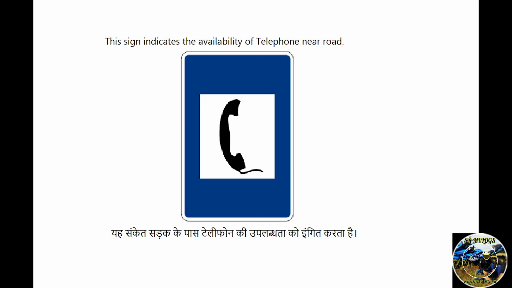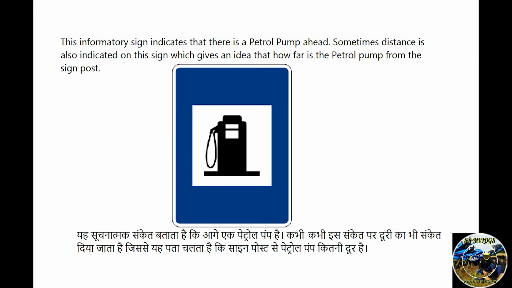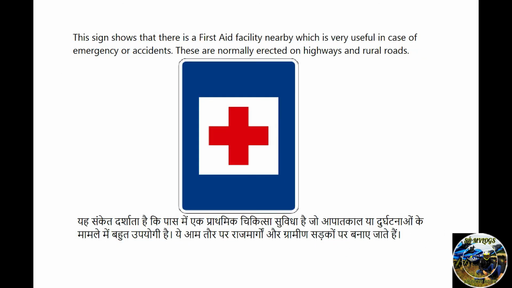This sign indicates the availability of a telephone near the road. This informatory sign indicates that there is a petrol pump ahead. Sometimes distance is also indicated on this sign, which gives an idea of how far the petrol pump is from the sign post. This sign shows that there is a first aid facility nearby, which is very useful in case of emergency or accidents. These are normally erected on highways and rural roads.